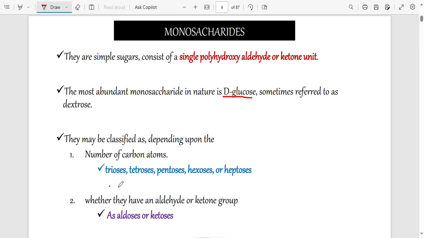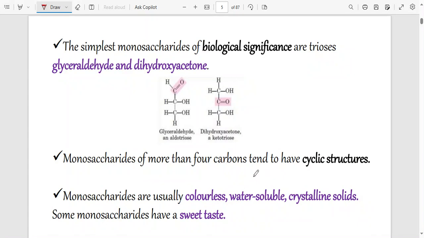Very good. Three carbon atoms. Tetroses, four, pentoses, five, and just like that. So the simplest monosaccharides, which are of biological significance, are glyceraldehyde and dihydroxyacetone. You should have learned in first year that glyceraldehyde can exist in the L or D form. So I've got D-glyceraldehyde and L-glyceraldehyde.